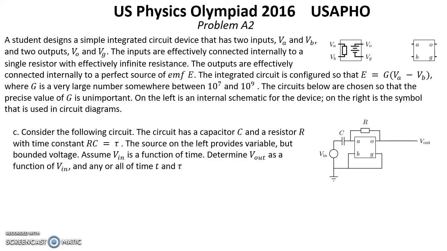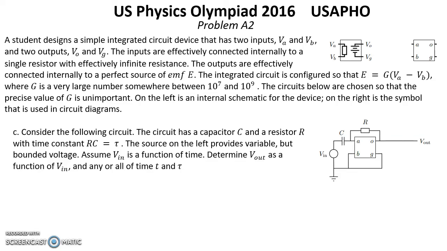Question C. Consider the following circuit. The circuit has a capacitor C and a resistor R with a time constant RC equal to tau. The source on the left provides variable but bounded voltage. Assume Vin is a function of time. Determine Vout as a function of Vin and any or all of the time t and tau.